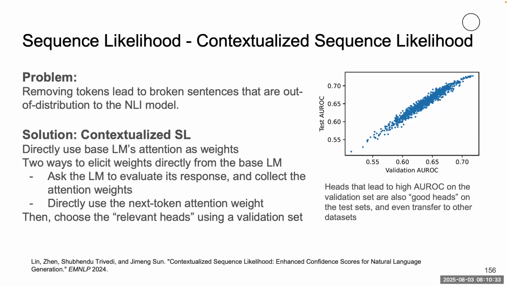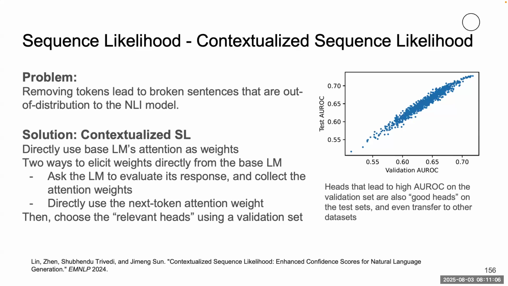Right, and then the problem of removing certain tokens, like I said before, can lead to meaningless tokens or broken sentences. They are out of the distribution of the LLM model. If you're using an LLM to judge the similarities between two sequences, this method says we're not removing those things. We have access to the model weights itself, and we just use the model's attention as weights.